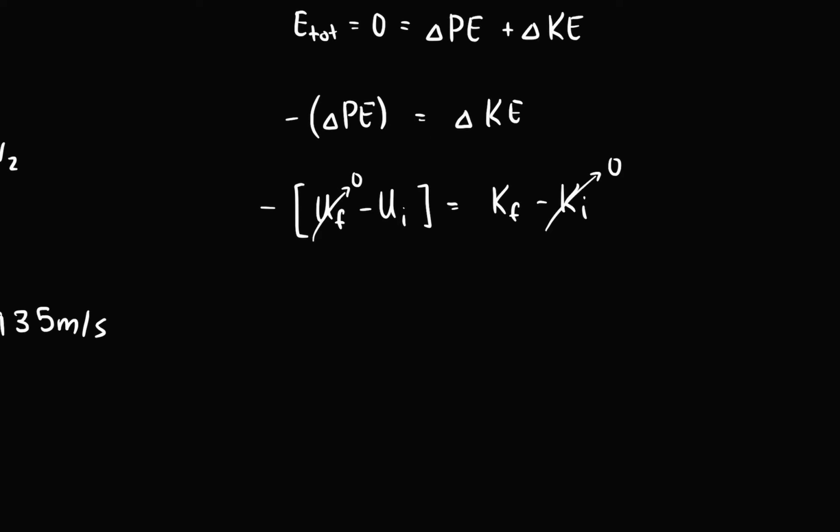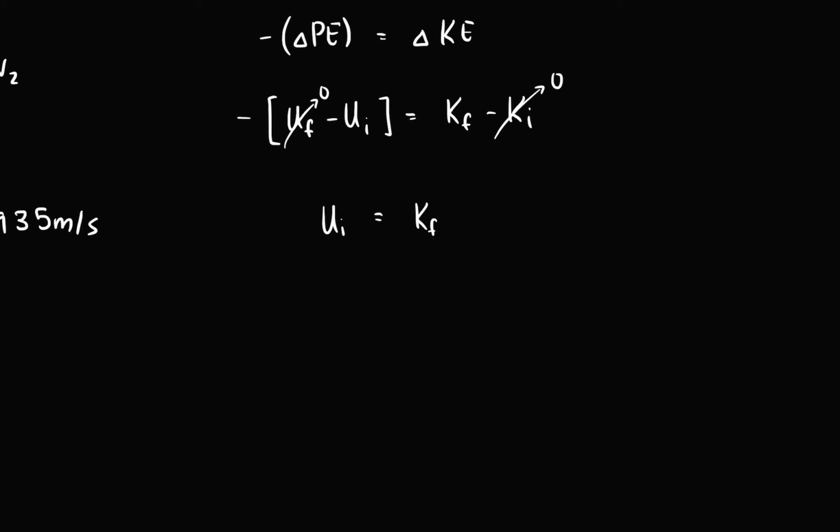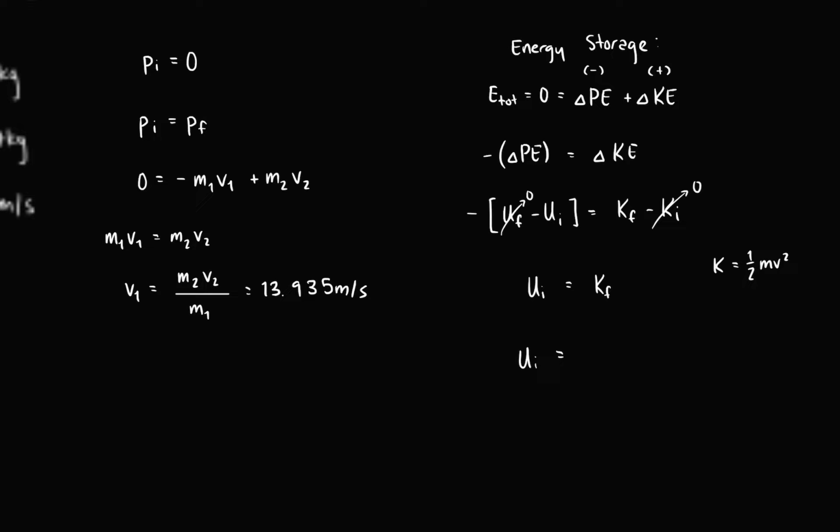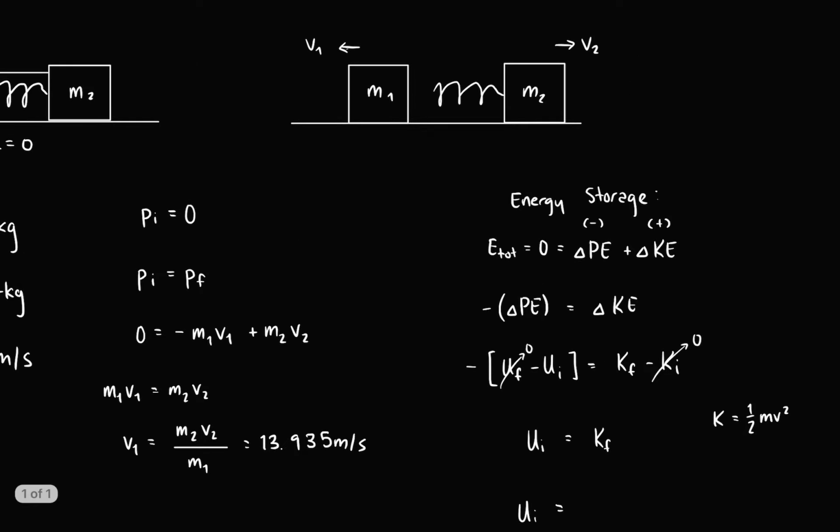Once we know this, we now note that the initial potential energy, which is what we are solving for, is equal to the final kinetic energy. Now, what is the final kinetic energy? Well, we note that kinetic energy is equal to 1/2 mv squared. So what the final kinetic energy will be is that we will sum the two kinetic energies from m1 and m2 together and get the initial potential energy.